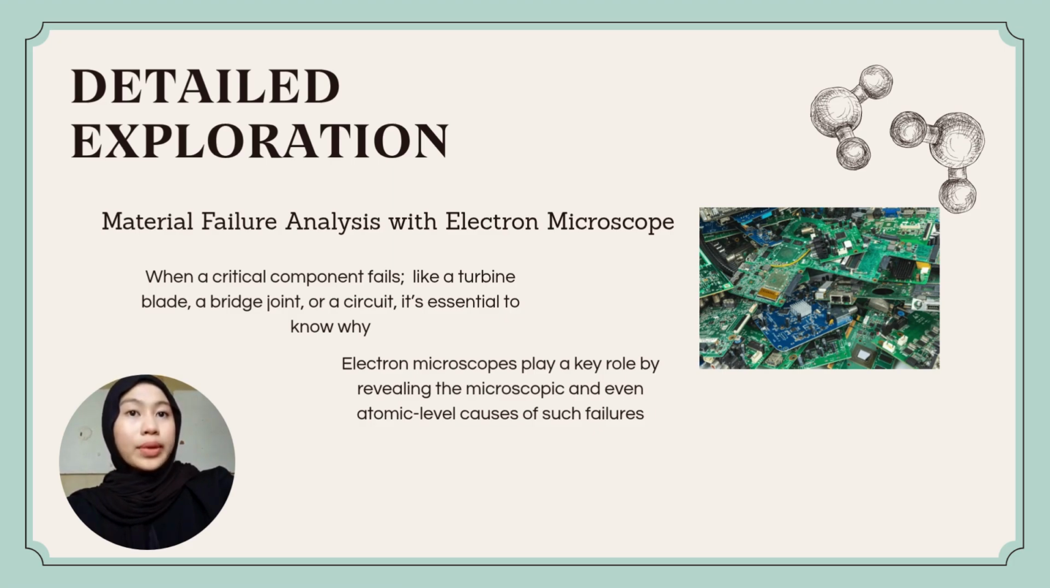When a critical component fails, like a turbine blade, a bridge joint, or a circuit, it's essential to know why. Electron microscopes play a key role by revealing the microscopic and even atomic level causes of such failures.